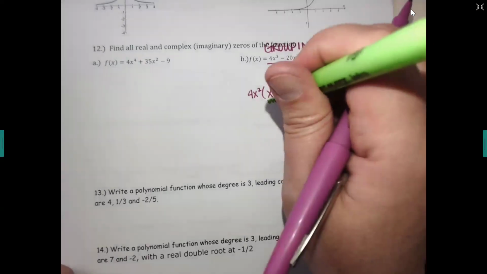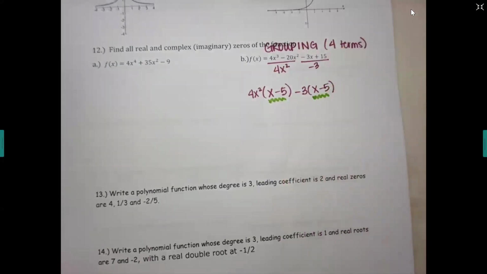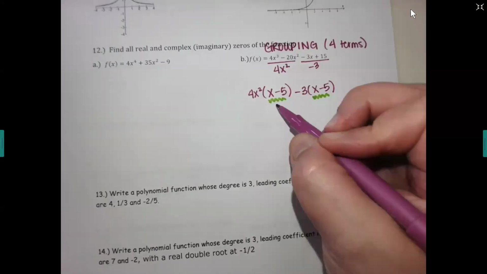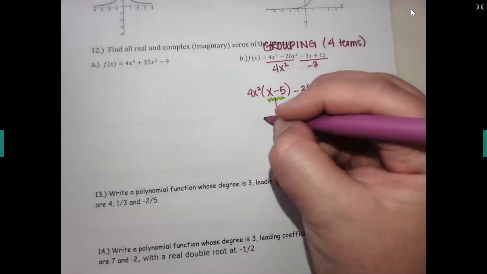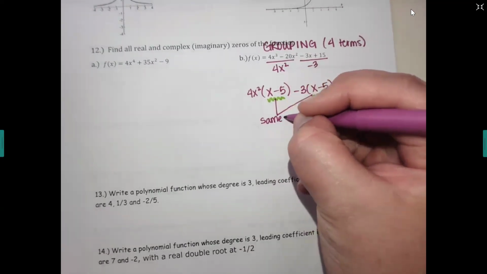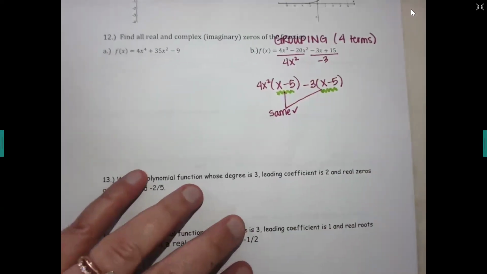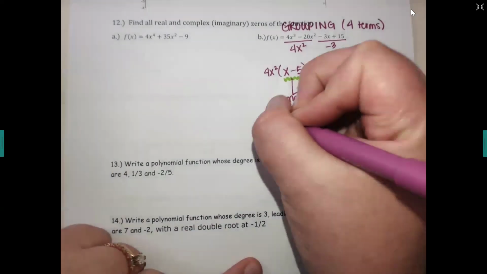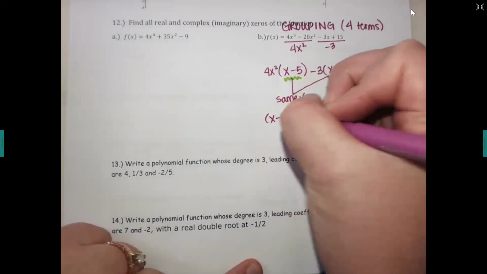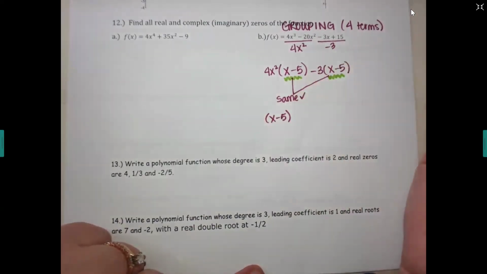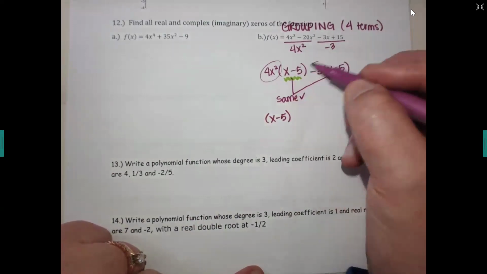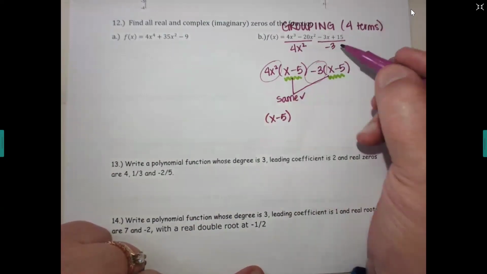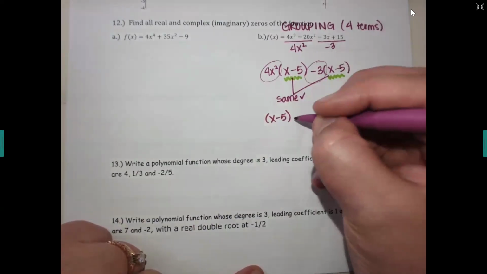So when I look at this and I see that those are the same, that's my check that I'm doing this correctly. So I'm going to put same, little check mark. If those match, that's your first factor, x minus 5. My second factor is going to come from what I GCF'd out. So what were my GCFs that I took out? A 4x squared and a minus 3.